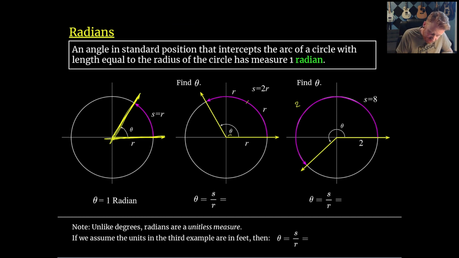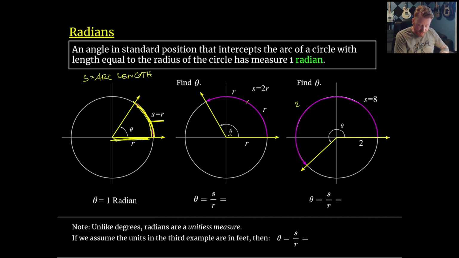So here what we're seeing is that this has a radius. Let me get rid of everything I've scribbled on here. This has a radius of r right here. And we're seeing that the arc length that's been swept out by this angle is also equal to r. So we're using s to denote the arc length. And here we can see that the arc length that's being swept out is equal to the radius. That means that this angle measure is 1 radian.